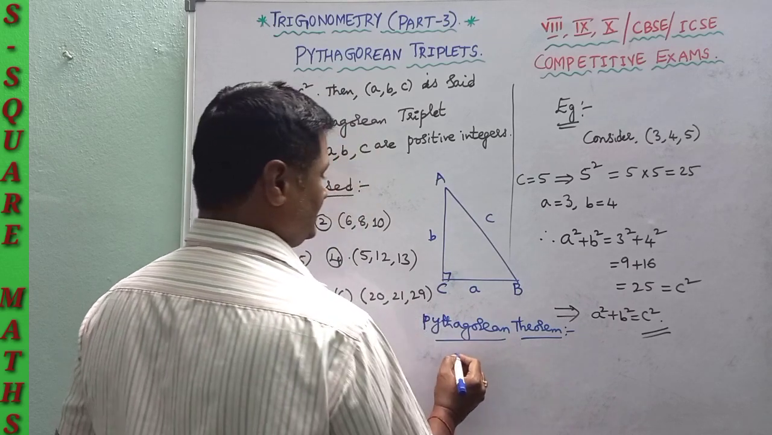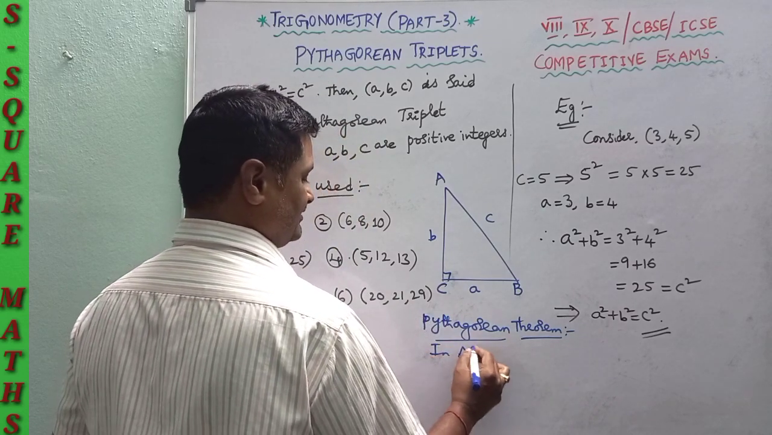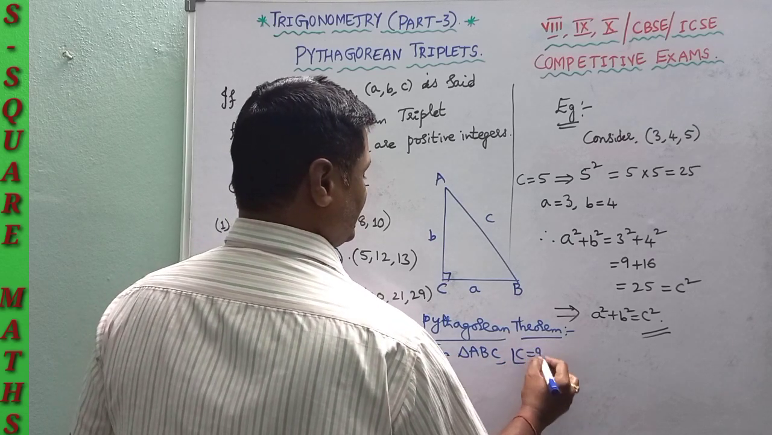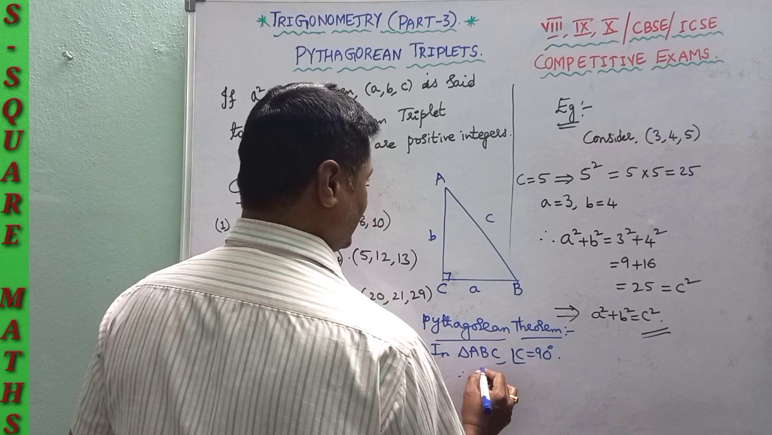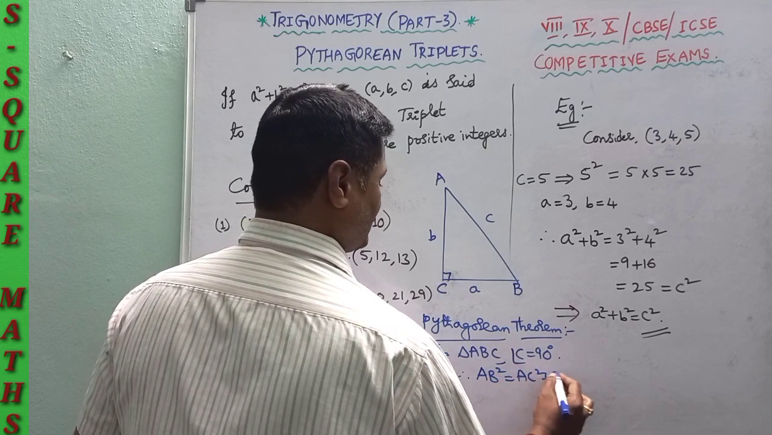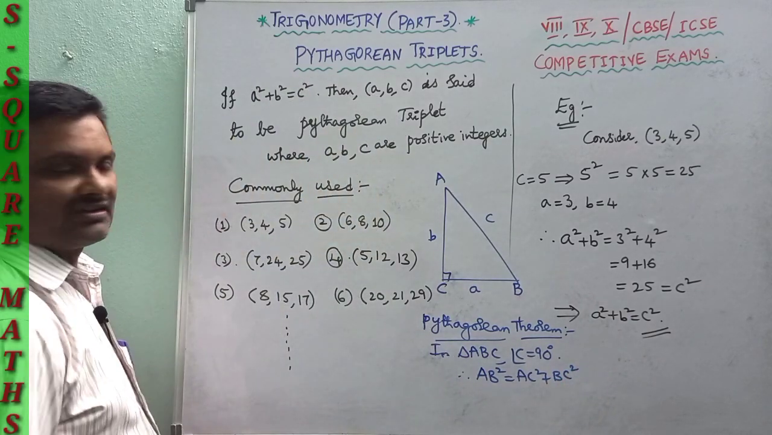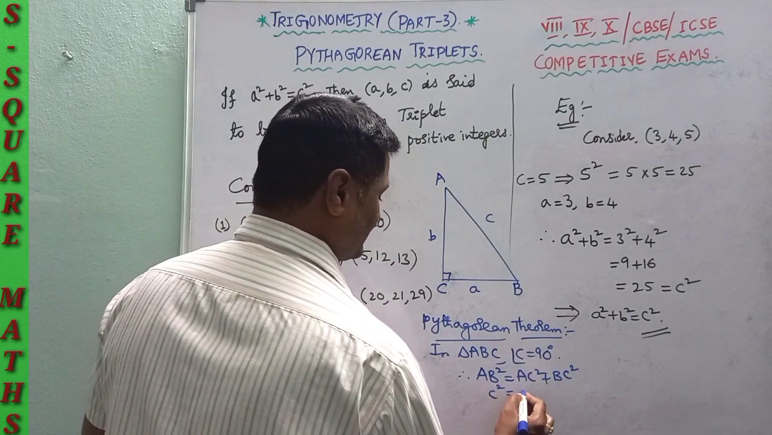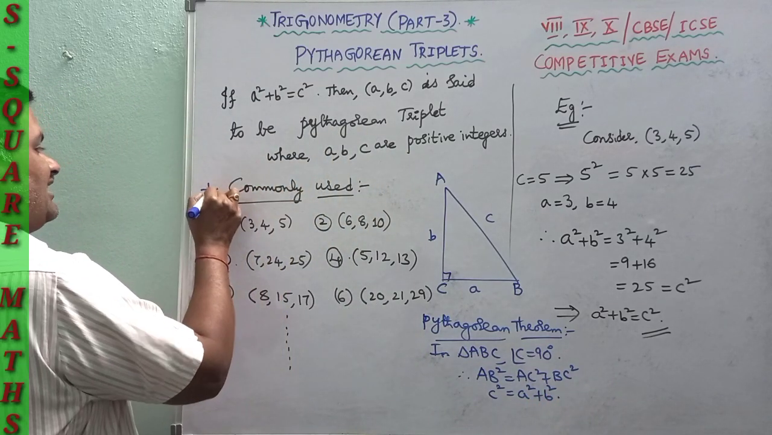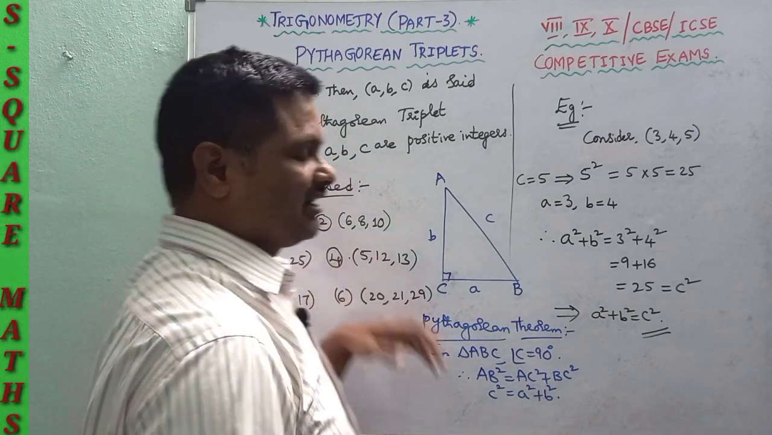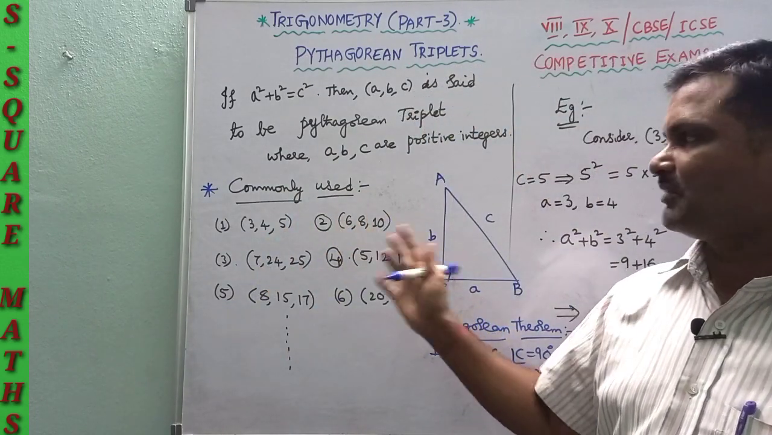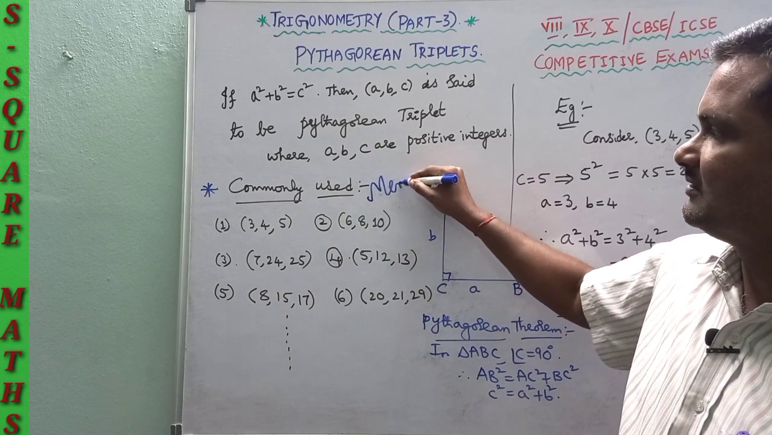I can write here in triangle ABC, angle C is equal to 90 degrees. Therefore I can write AB square is equal to AC square plus BC square. From this I can write here c square is equal to a square plus b square. I can say very easily that these are all Pythagorean triplets, forms of sides of the right angle triangle. Please memorize this one.